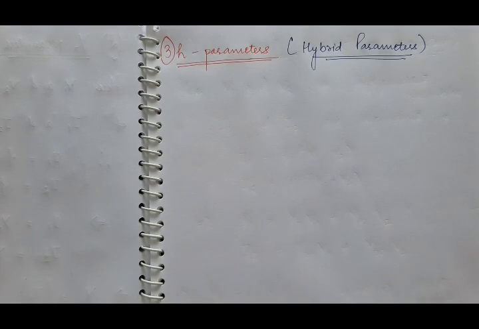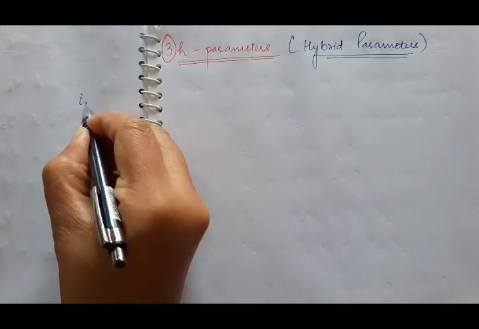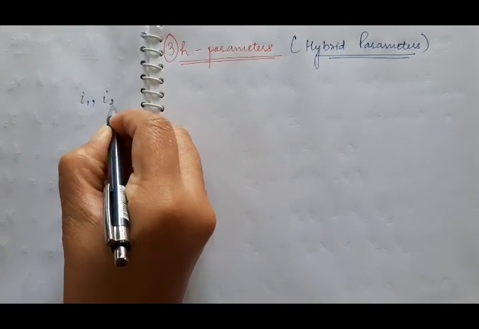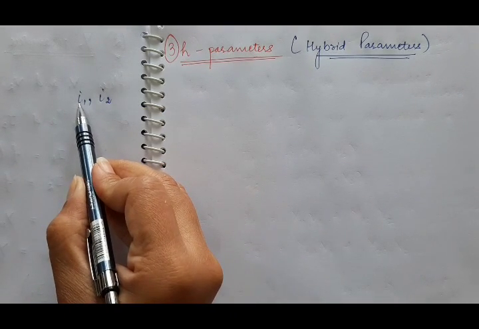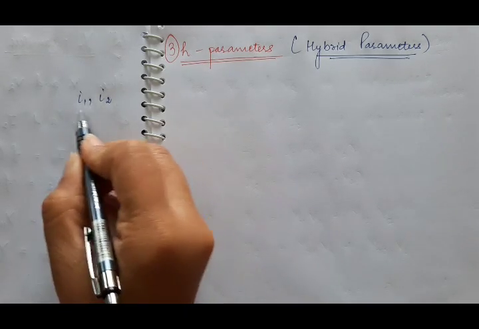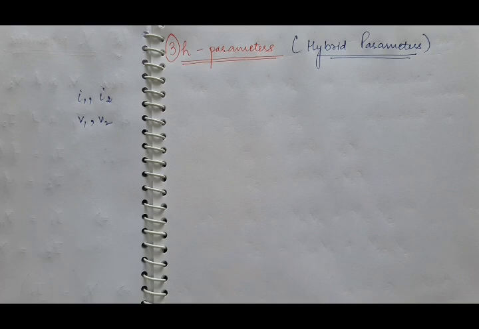And next come our H parameters, which are in our syllabus in detail. So in this video, I will just give the introduction to H parameters, as I have given for Z parameters and Y parameters. In case of H parameters, we have 4 variables: I1, I2. According to your book, they are using small i1 and small i2, so I am taking them small, and V1 and V2. These are the 4 variables.